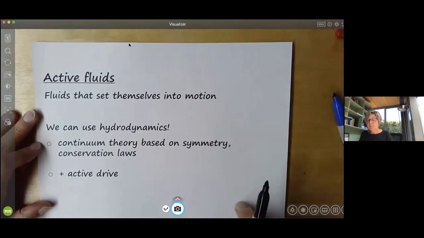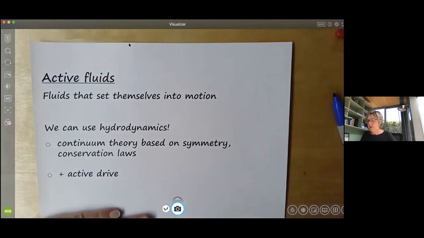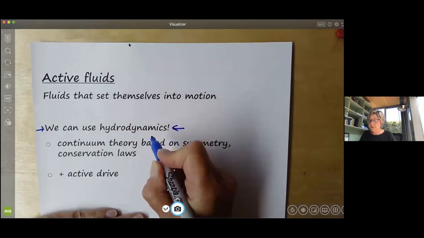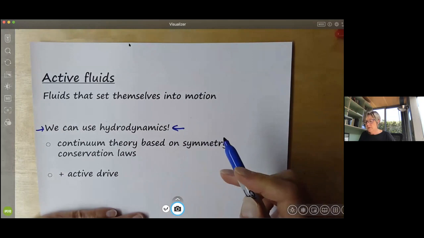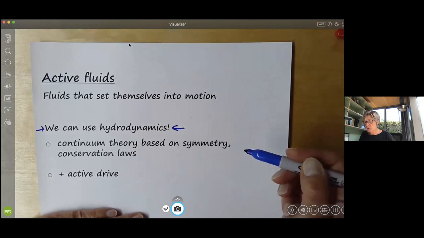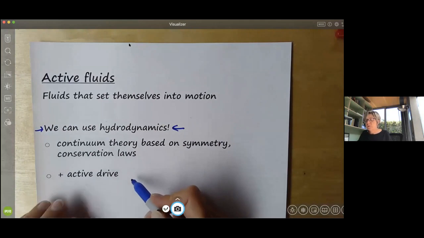Specifically, I want to talk, as I mentioned, about active fluids. So these are fluids that set themselves into motion. An example, again, could be a suspension of bacteria swimming in a fluid. The whole fluid, bacteria and solvent, is an active fluid, a fluid that can set itself into motion. And one of the surprises of the field is that we can actually use hydrodynamics. We can use continuum theory that we are familiar with to describe fluids based on symmetry, conservation laws, and such, augmented by terms that describe the energy input due to the active drive.